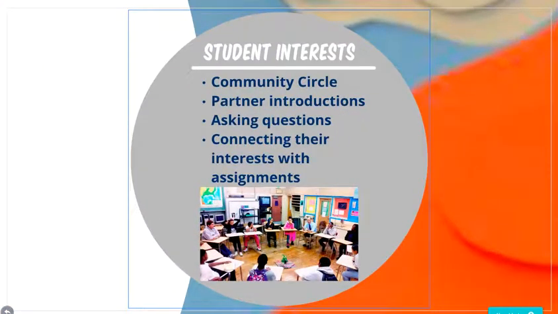Some ways to find out what your students' interests are: having a community circle, having students give partner introductions, asking your students questions about themselves, and asking them to connect their interests with assignments.